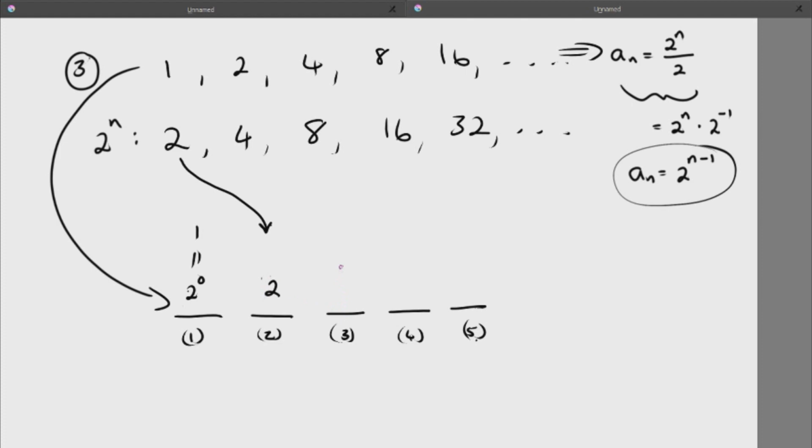Now I go on to the third position. I calculate, this is the formula for the sequence, 2 to the 3 minus 1, which is 2 to the 2, which is this one, which is 4. Now I go on to position 4, plugging in a 4 there, getting 2 to the 4 minus 1, 2 to the power of 3, which is this one. And so on and so on.